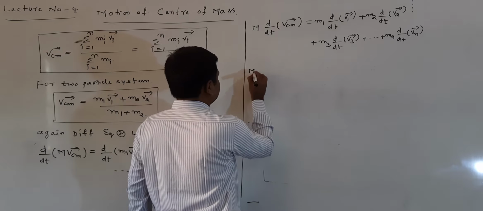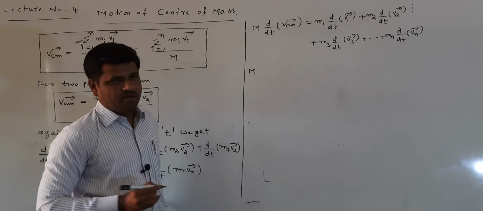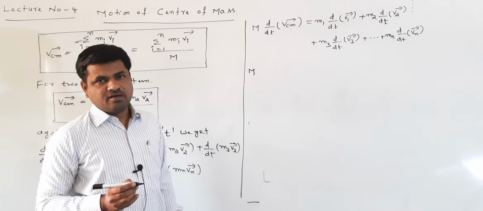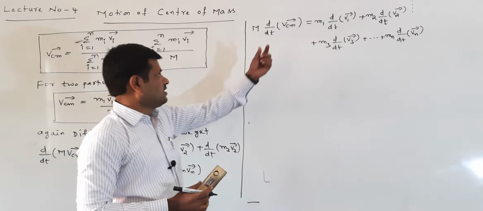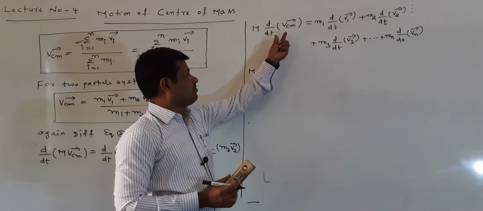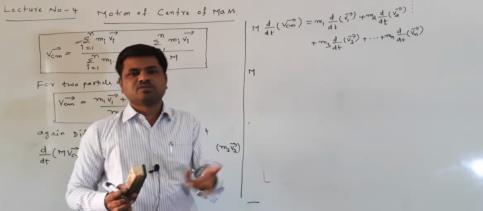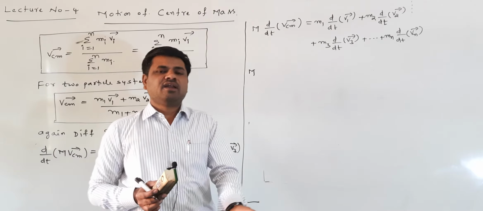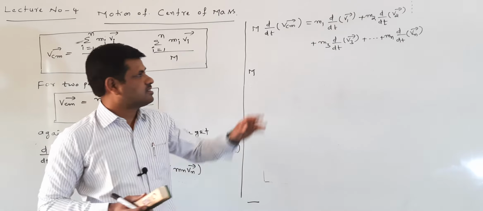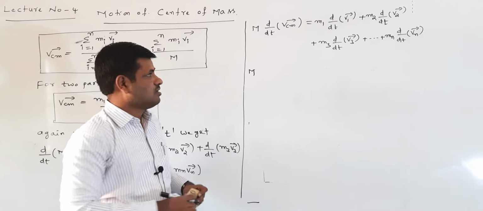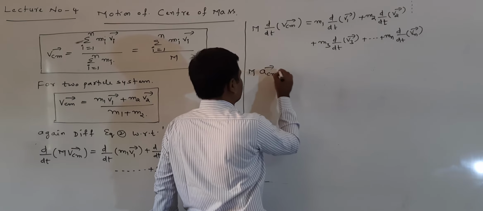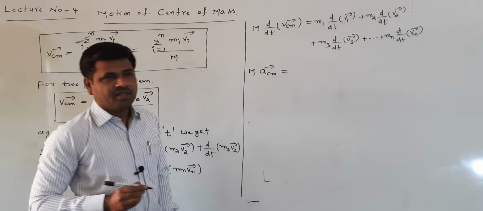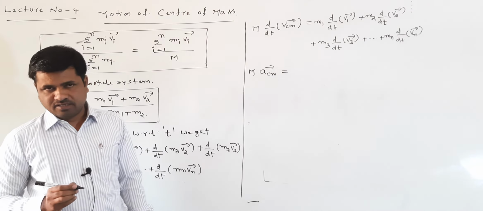Now I am writing m taking outside. This is the differentiation of the velocity of the center of mass. Differentiating the velocity with respect to t gives the acceleration. Change in velocity with respect to time is called acceleration. So d by dt of VCM can be written as ACM bar, which is the acceleration of the center of mass.